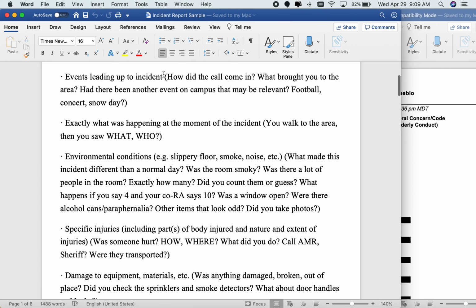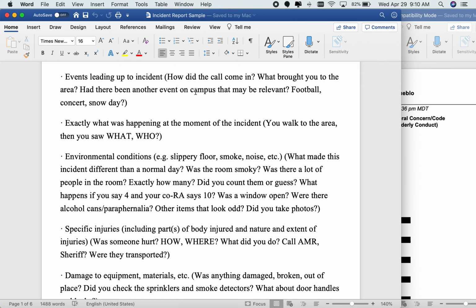So talk to me about the events leading up to this. How did the student enter the building? How did you end up in the room? Tell me why you were in that place and during that time. Tell me, is there another event? Was it snowing? Was it a football game? Was it homecoming? All of these details help make a difference.